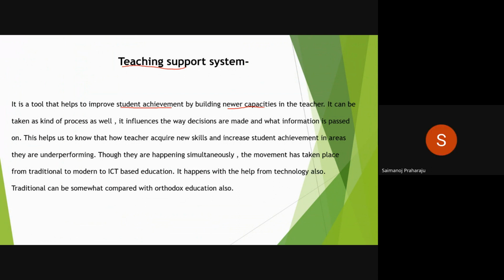B, where the student is given the material. Yes, okay. So the material here is the teaching aid, the teaching support system. So with the help of that teaching aid, the student achievement is increased. Okay. So teaching aids are used to improve the students' achievement by building newer capacities in the teacher.